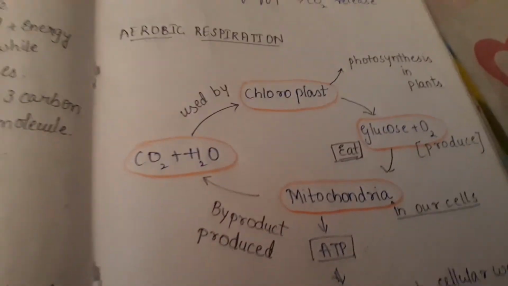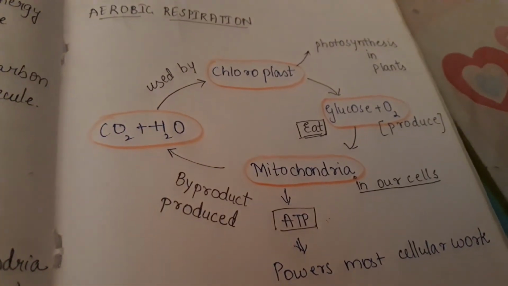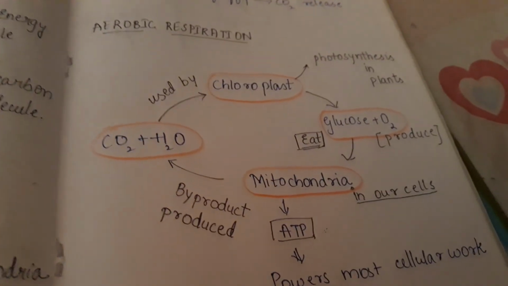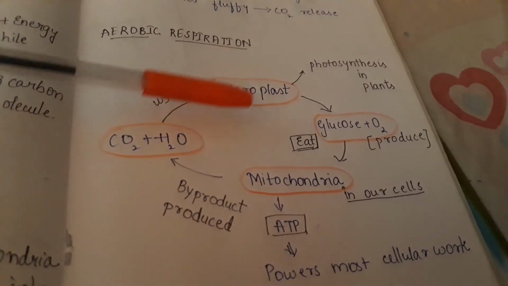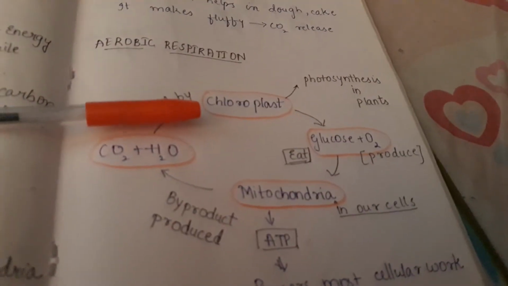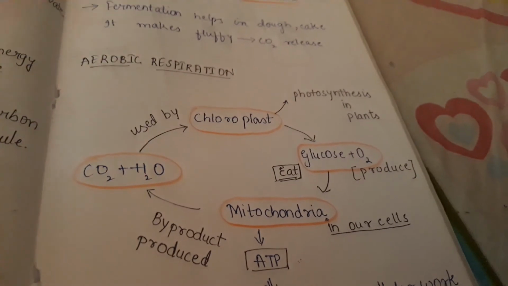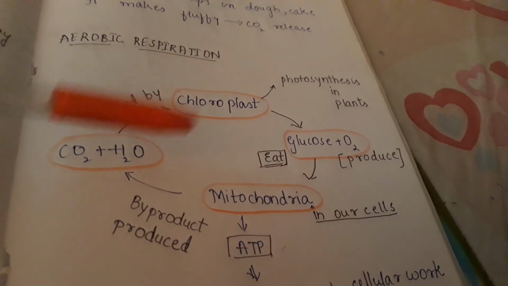Now coming to aerobic respiration, a small flow chart to understand. It's very easy. Now see, in plants we have chloroplast. In chloroplast, photosynthesis will take place. It's just in plants, okay? After this whole process of photosynthesis, glucose and oxygen are produced, and then we humans eat it. Not only we, but other living beings also eat it.